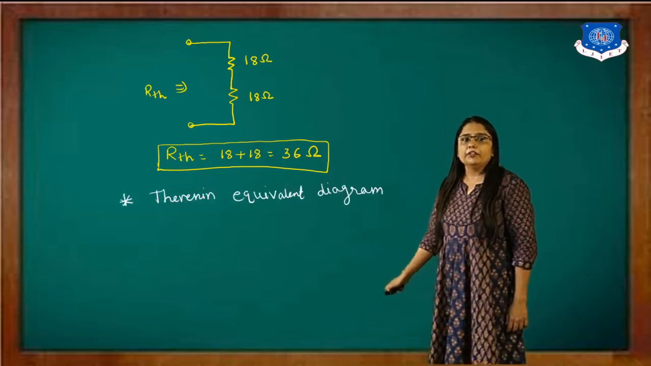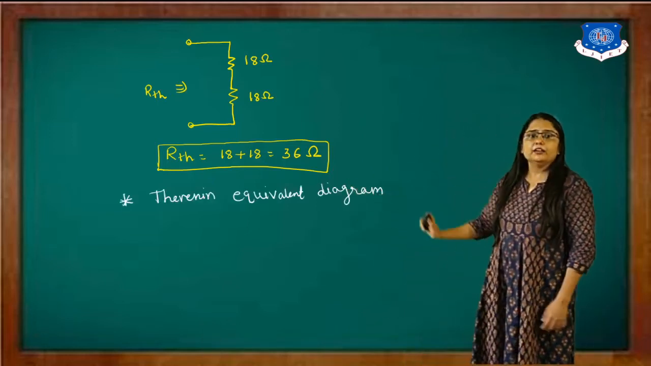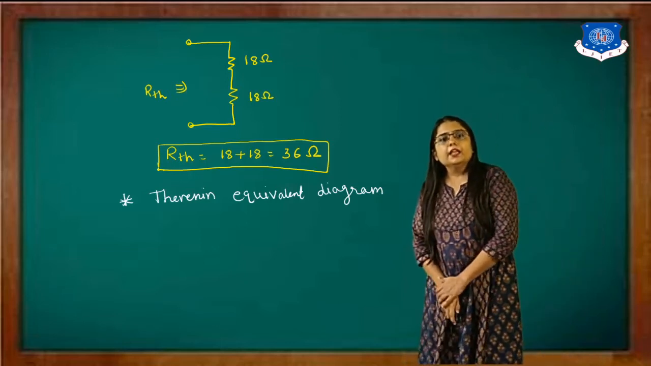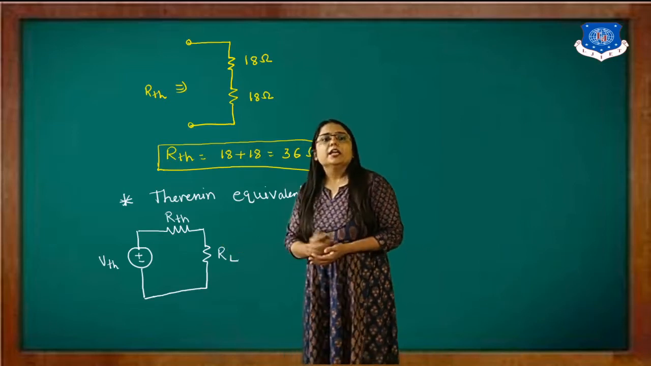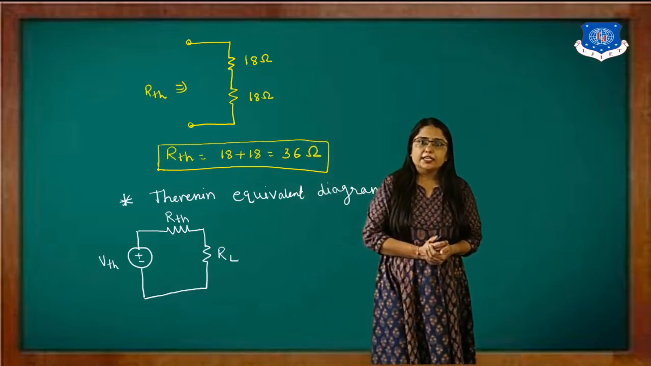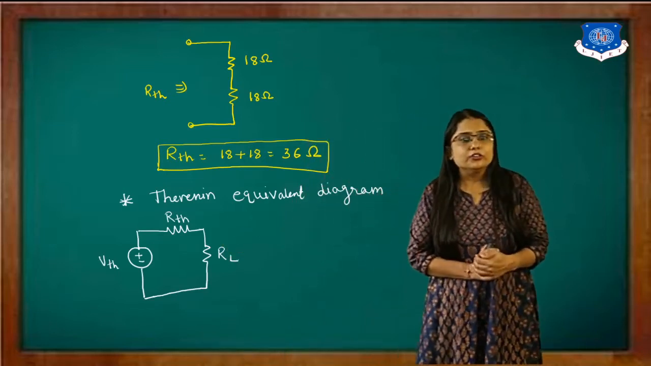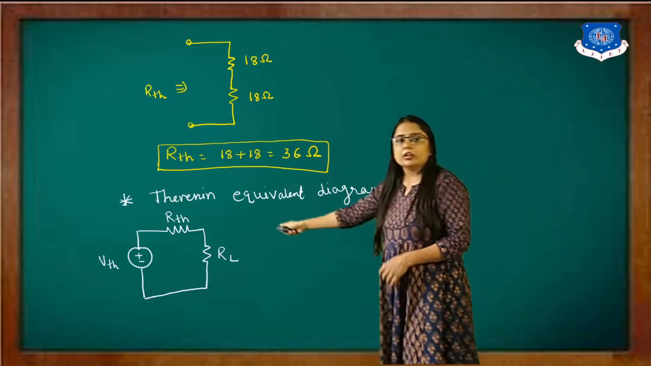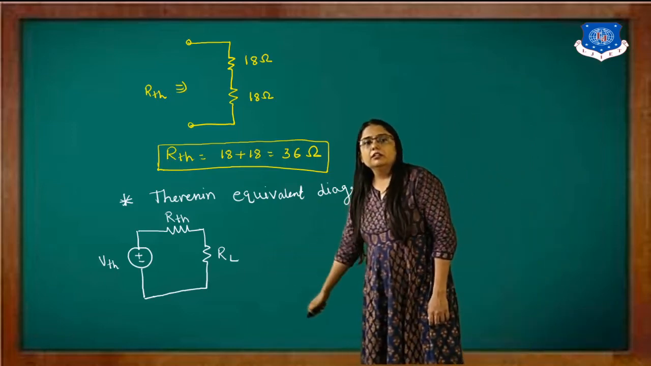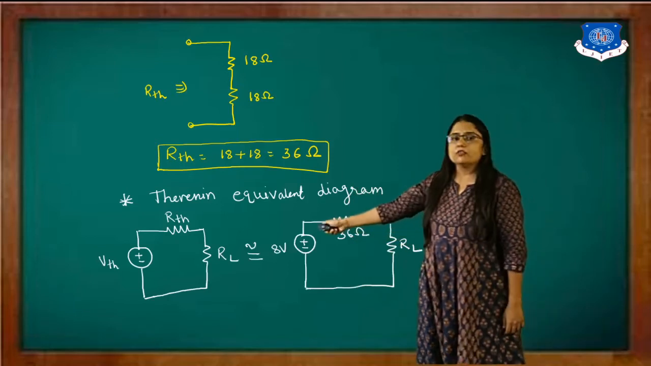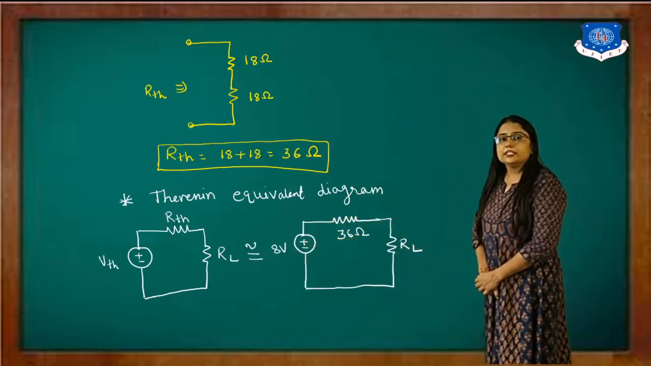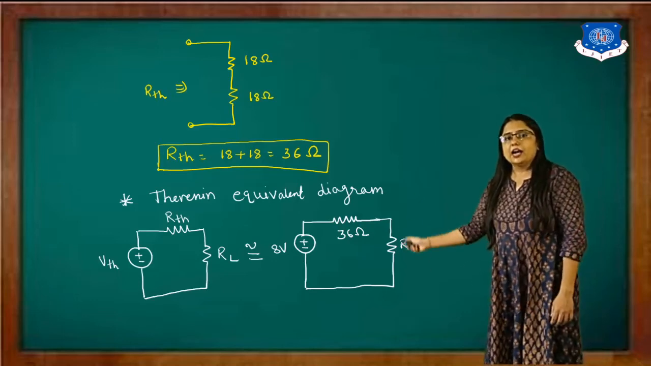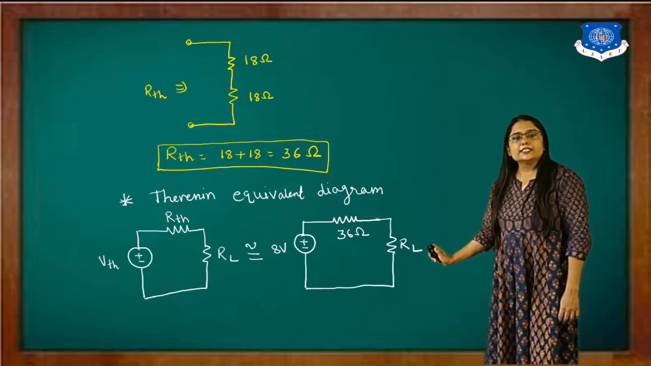Now finally we will draw the Thevenin equivalent diagram. In this diagram, first I consider the voltage VTH in series with the resistance RTH, and our load resistance is connected over here. The value of VTH is 8 volt, the value of RTH is 36 ohm, and RL is as it is.